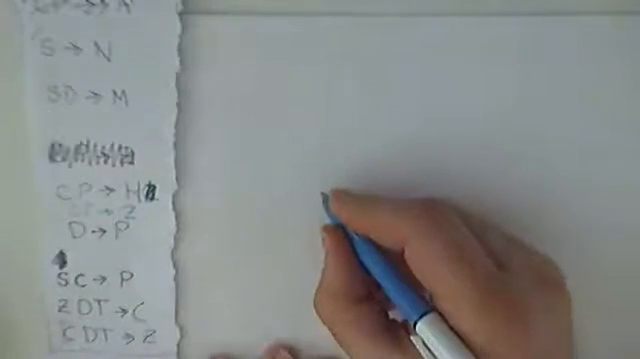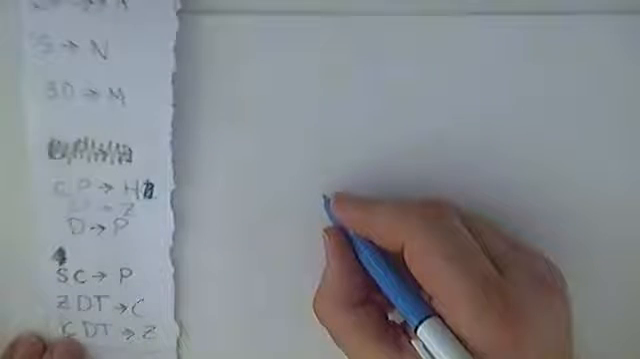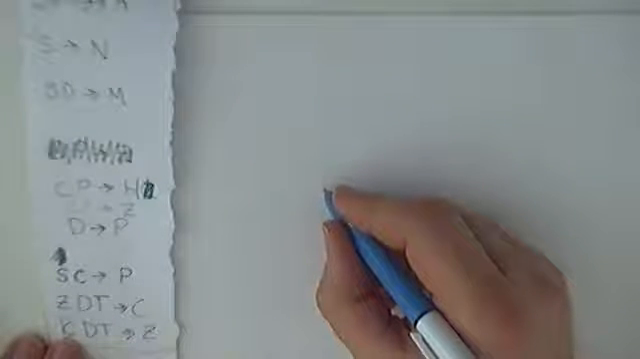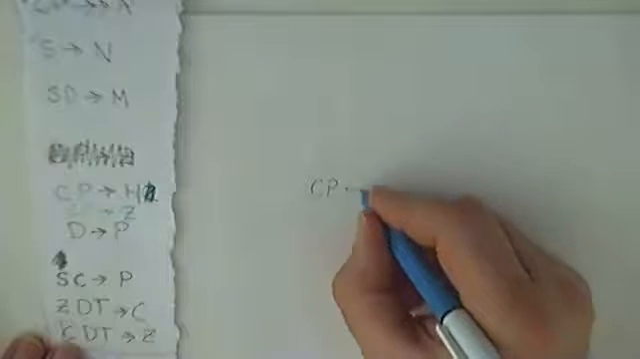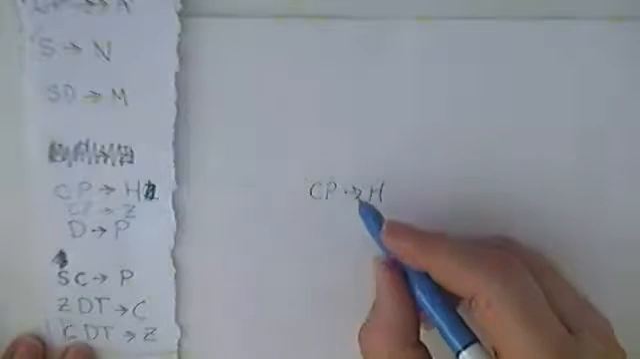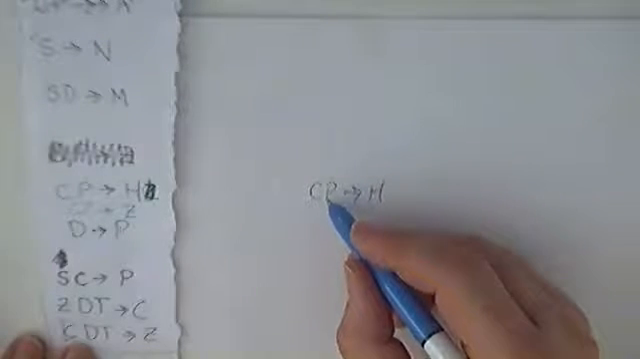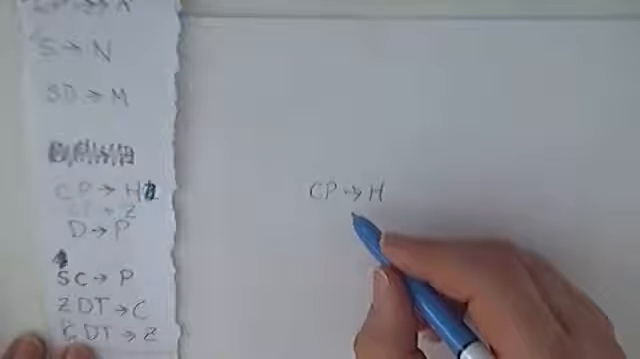Z, D, T, C, CP goes to Z. So let's see. Using all these, can I derive this one right here? What's the best way to do that? The best way would be to start out with CP goes to H, and then P goes to nothing. That gives us a Zoom.